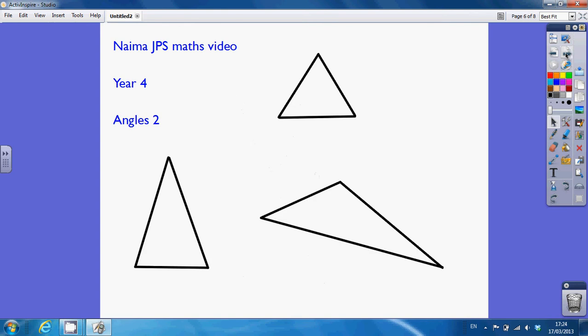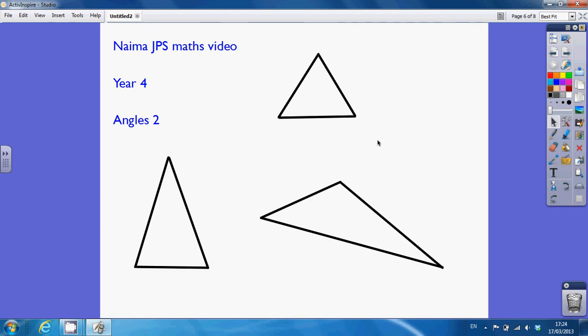Okay, the next thing I'd like to do is to review your knowledge on triangles, because we need to make sure that we are confident in properties of triangles before we go on to the next part. So let's name all of the triangles. First of all, this is an equilateral triangle. Of course, an equilateral triangle, as the name suggests, all the sides and all the angles are equal.